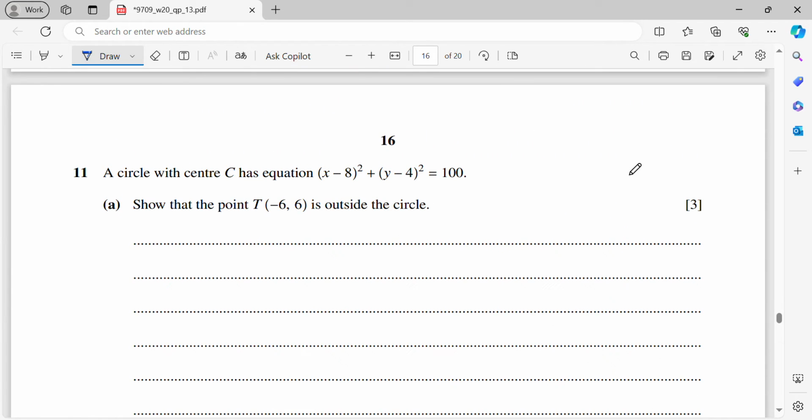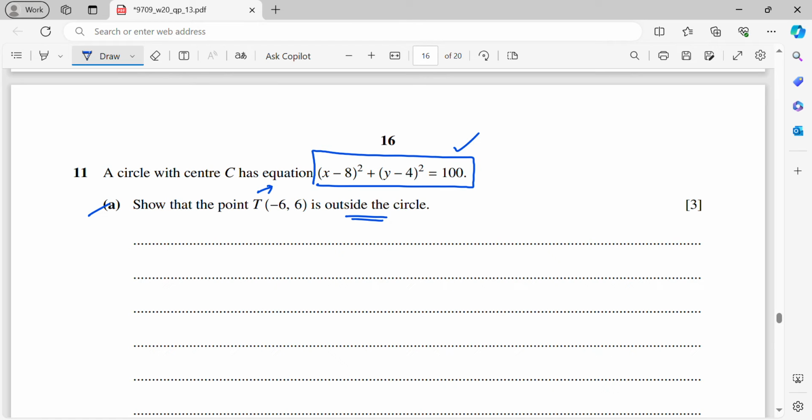Okay, now next question, question 11. A circle with center C has this equation. Now part A: show that the point P is outside the circle. When a point is inside the circle or on the circle, it should satisfy this.